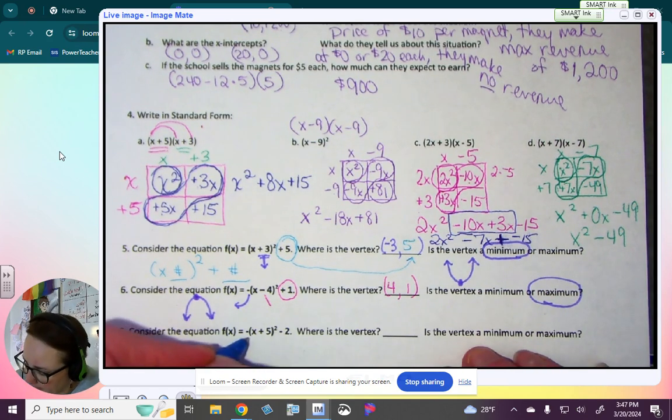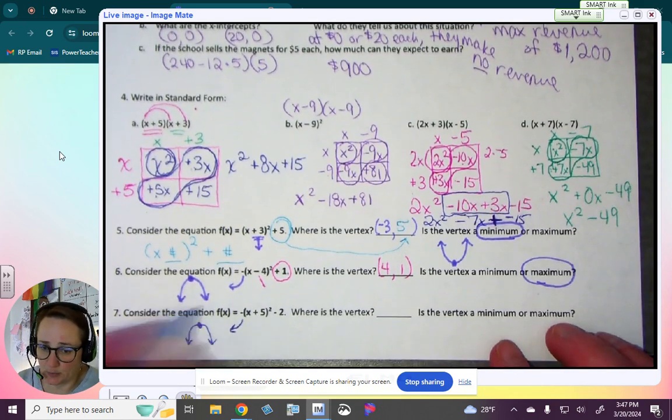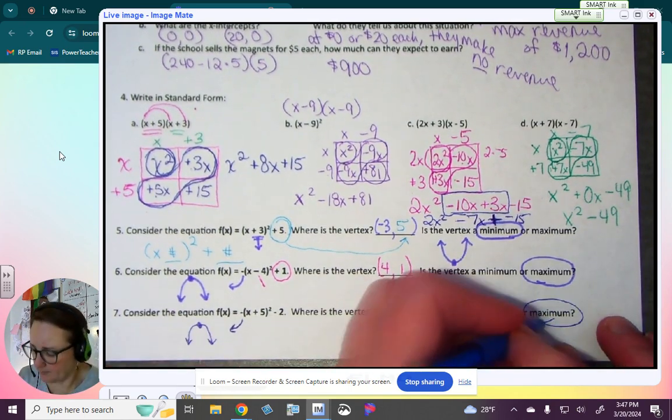Last but not least, I see another negative symbol out front. That's going to have a downer of a graph. That means the vertex happens at the highest point of the graph. It is a maximum.